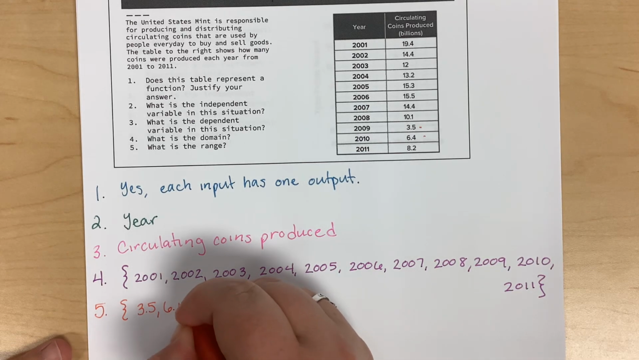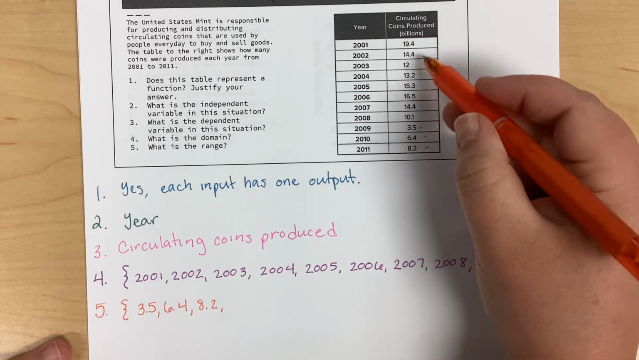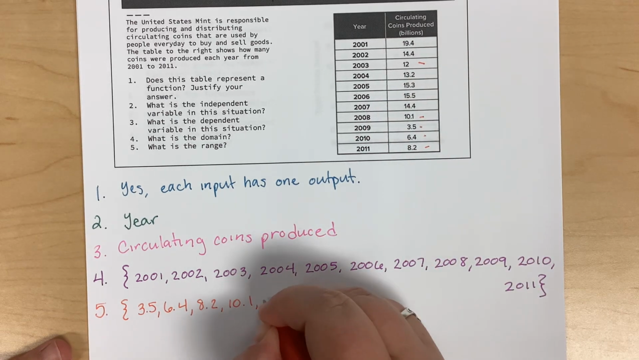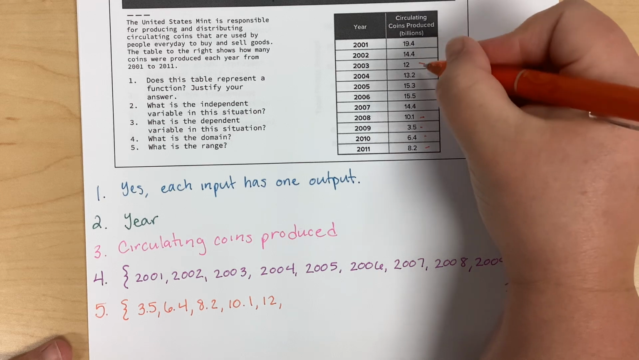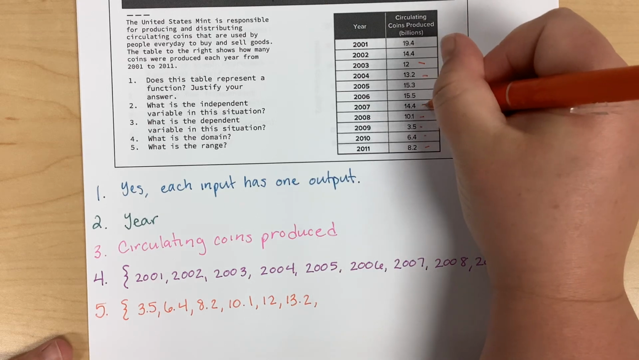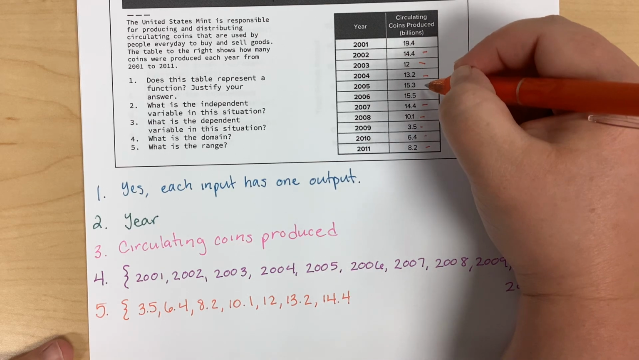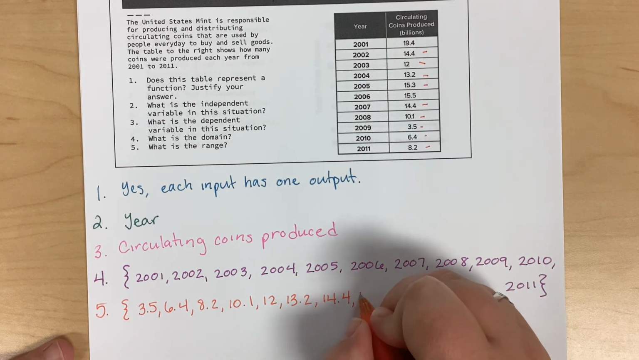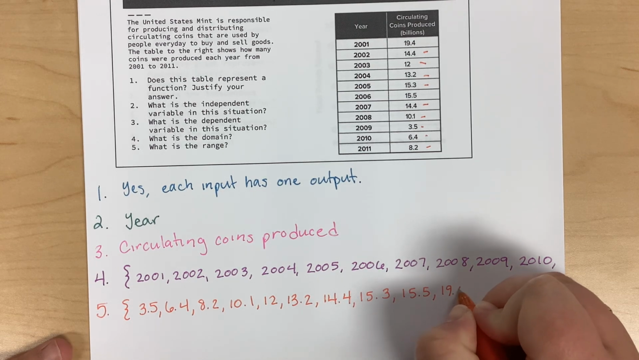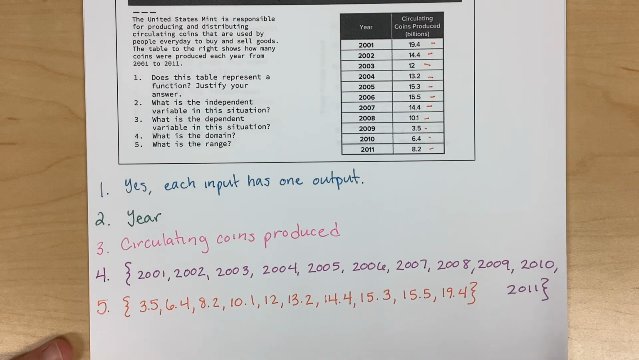6.4, 8.2, then, nope, 10.1, and then 12. Let's see, 13.2. We have two 14.4s, so we only have to list it once. Then we have 15.3, 15.5, and 19.4. That should be all of them. And that's it for this problem. Let's try the next one.